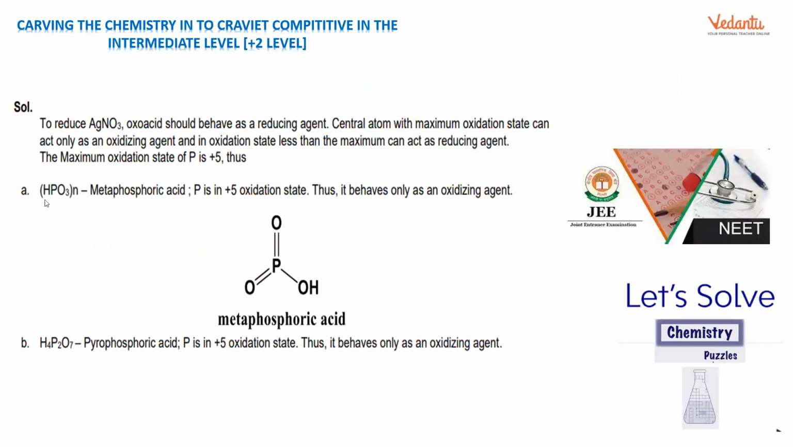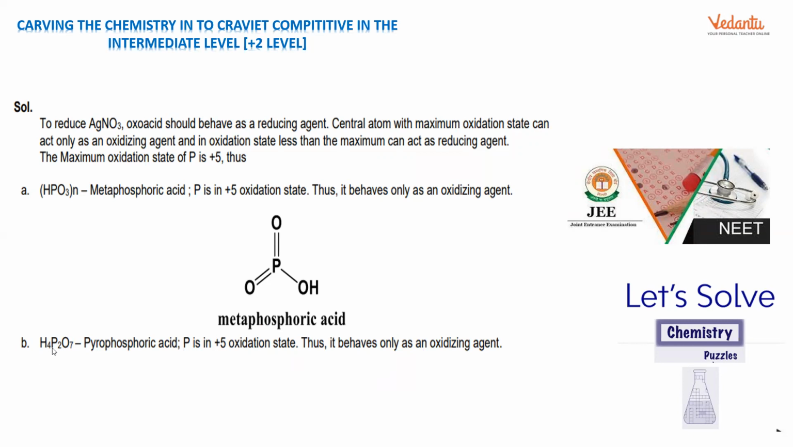If you go with the polymeric HPO3, which is called metaphosphoric acid, you can find two oxygens bonded with double bonds contributing -4 charge, and OH obviously gives -1. The total negative charge is -5, so phosphorus is accompanied by +5. The central phosphorus is in the +5 oxidation state. It is the highest one, so it will not act as a reducing agent.